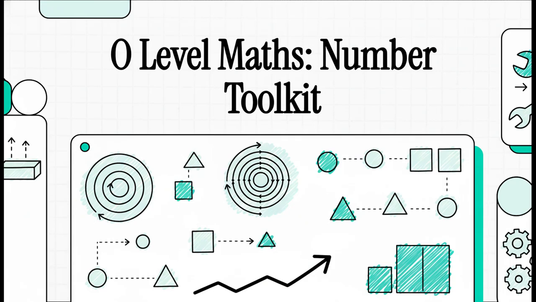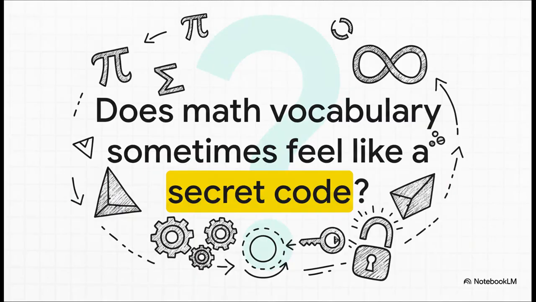All right, let's dive right into the fundamentals of O-level maths. We're going to build your essential number toolkit, and we're starting with the absolute basics, the different types of numbers that are really the foundation for everything else you're going to do. Does it ever feel like words like integer, prime, or reciprocal are part of some secret language that only mathematicians speak? Well, you are definitely not alone. But the good news is, by the end of this quick explainer, you'll be cracking that code like a pro.